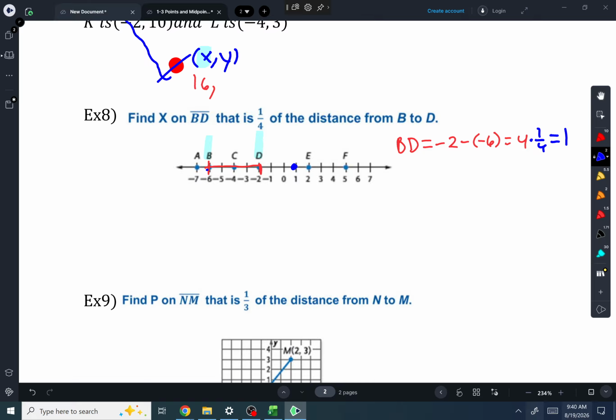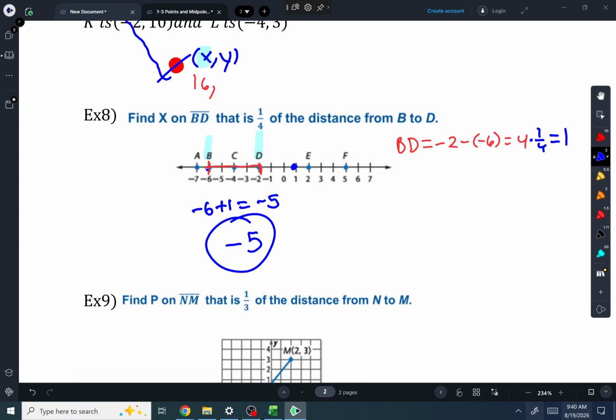You're going to move 1. Move 1 which way? From B towards D. So I'm at -6. So I'm going to do -6, what? Plus 1, which would be -5. So what is 1/4 of the distance? -5. That makes sense logically.